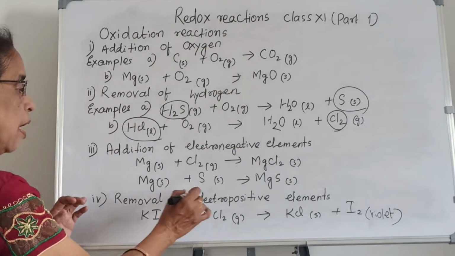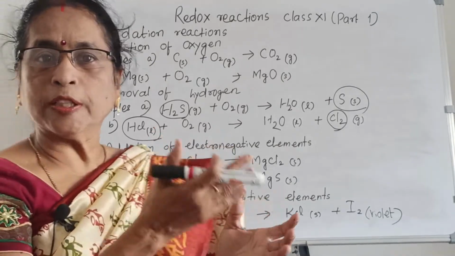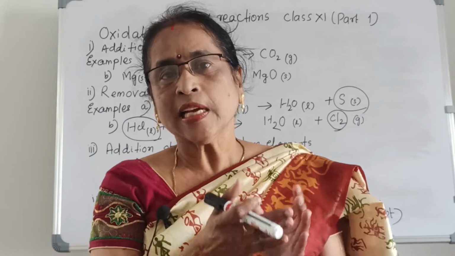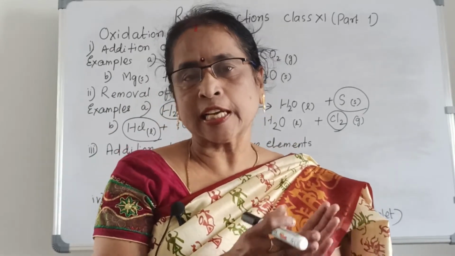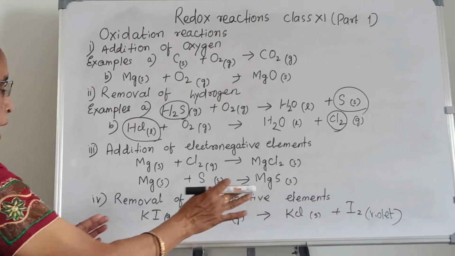Now see, removal of electropositive element. Just now I told what the electropositive elements are, that means the first and second group. So the metals of the first and second group are called electropositive elements.